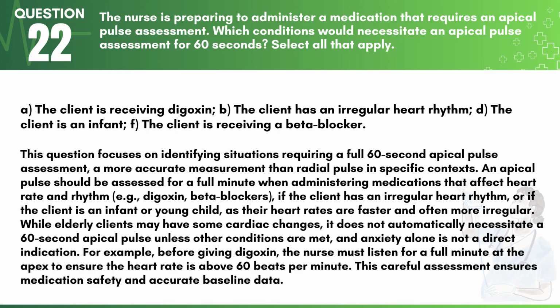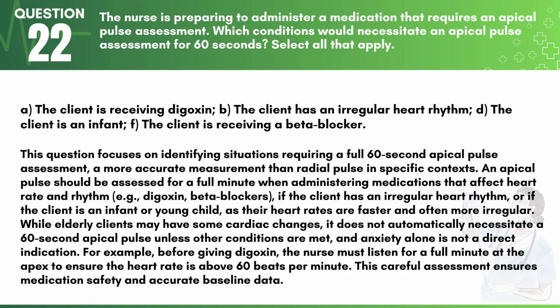Answer. The client is receiving digoxin. The client has an irregular heart rhythm. The client is an infant. The client is receiving a beta blocker. This question focuses on identifying situations requiring a full 60-second apical pulse assessment, a more accurate measurement than radial pulse in specific contexts. An apical pulse should be assessed for a full minute when administering medications that affect heart rate and rhythm, e.g., digoxin, beta blockers, if the client has an irregular heart rhythm, or if the client is an infant or young child, as their heart rates are faster and often more irregular.